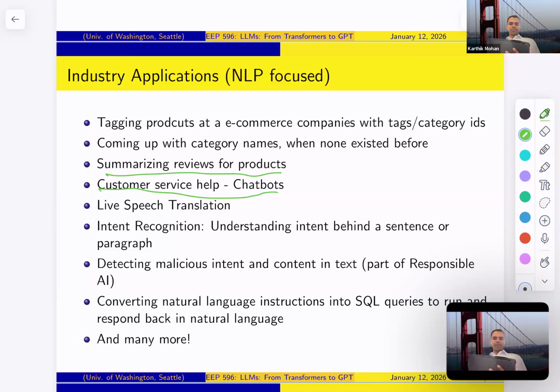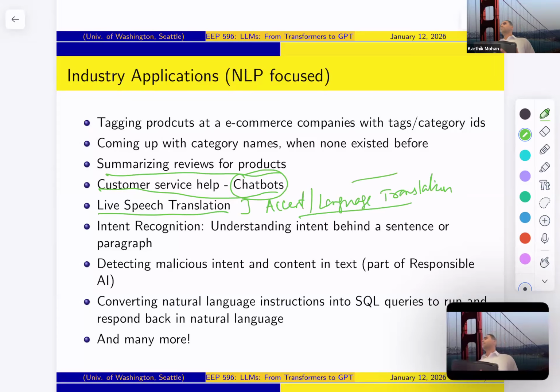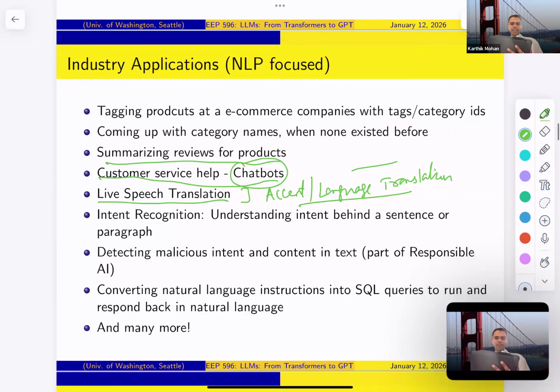So developing good chatbots, that's another application. Live speech translation, we spoke about this. Speech, accent, and language translation. Again, it's kind of connected to customer support, but more nuanced. It's more sophisticated.